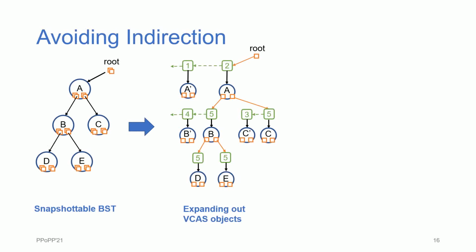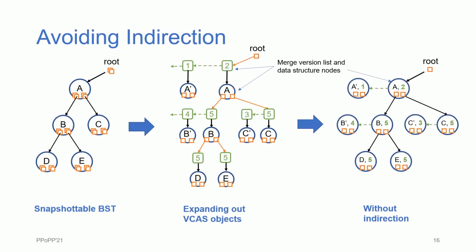This is the diagram from earlier, which showcases the level of indirection added by version CAS objects. Once again, the timestamps and version list pointers are highlighted in green. The high-level idea behind the optimization is to merge each version list node with the data structure node that it points to, and the resulting diagram would look something like this.